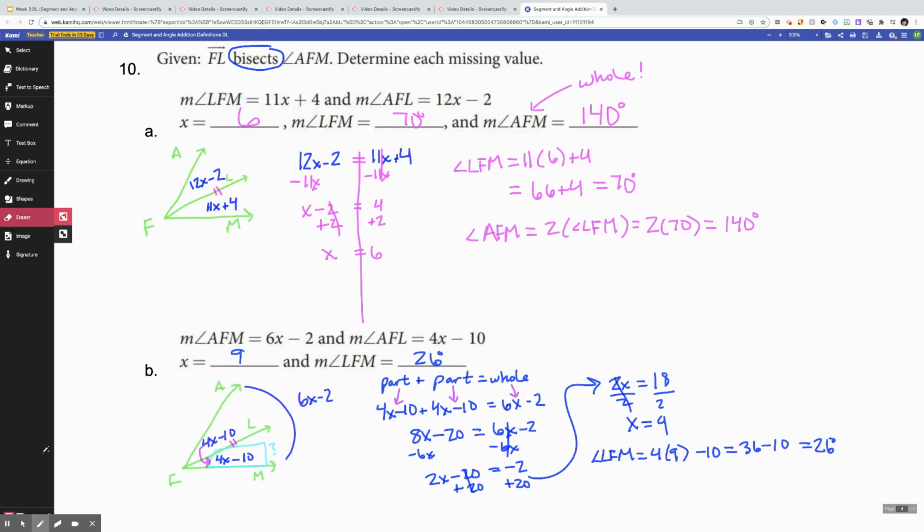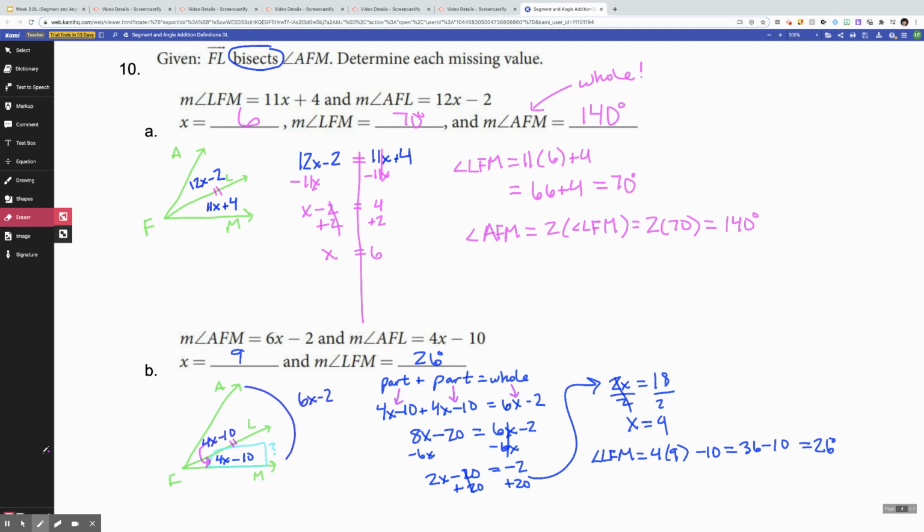All right, folks, so here's number 10 all worked out for you. Check your answers against mine. So here they said ray FL bisects angle AFM. So AFM is my big angle, okay? In part A, we have LFM, which is one of the parts, equals 11x plus 4, and AFL, which is the other part, equals 12x minus 2, okay?